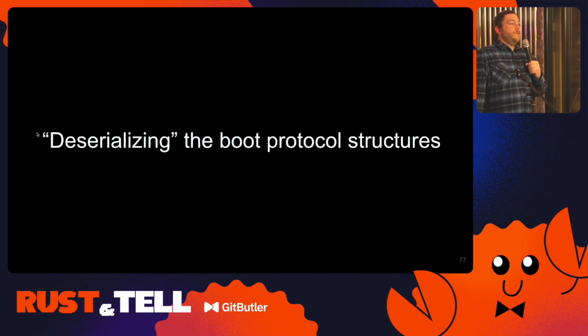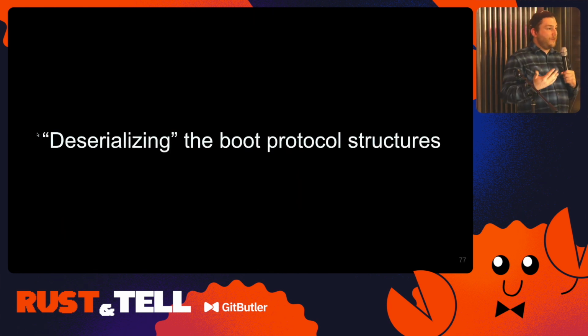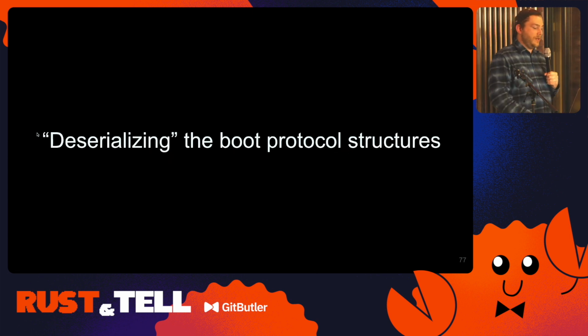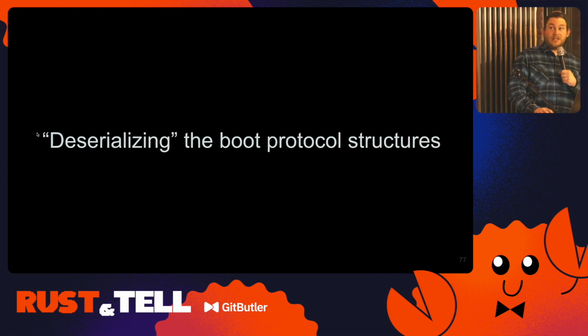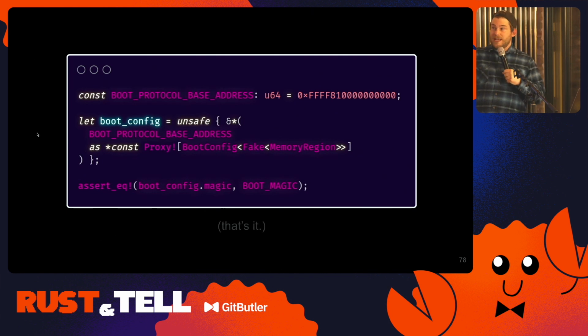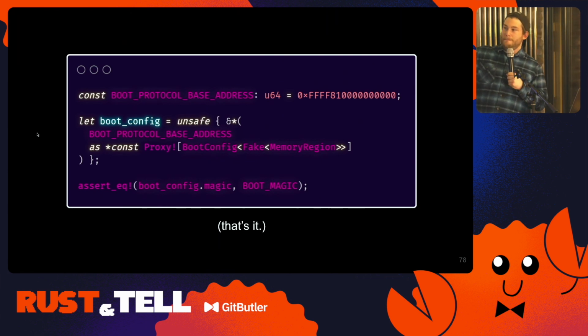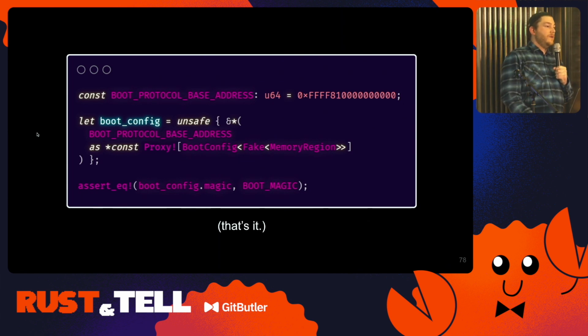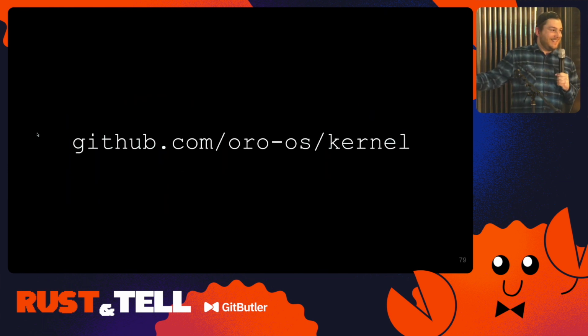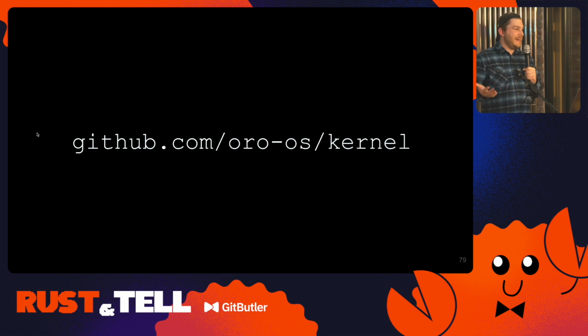So, we talked about serializing to memory, right? But how do you deserialize from memory? And this is what I was talking about before. There is no deserialization. You just cast the base pointer to a reference, and it just works. This is what the kernel does. So it knows where these boot protocols live. You cast that base protocol to a pointer of that type and return a reference, and everything is still well defined. And that's it.